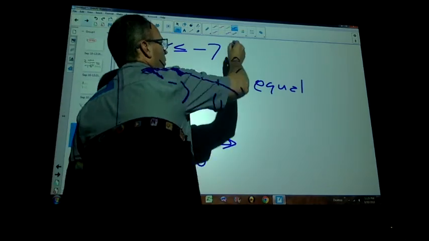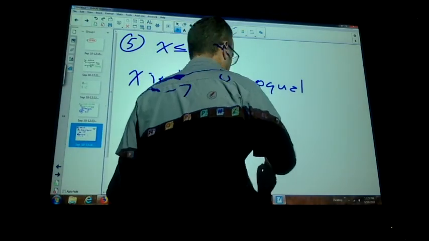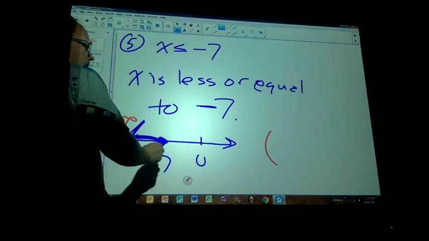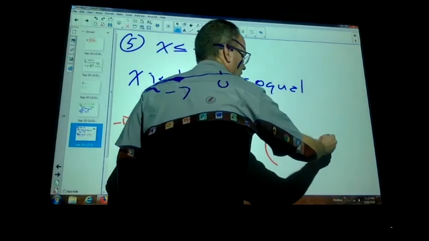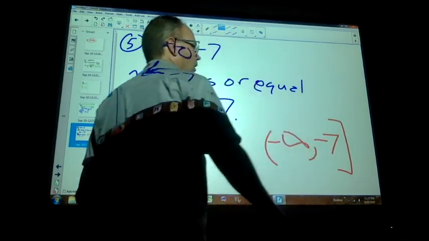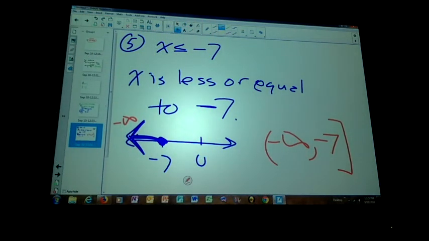And then if you wanted to write it in interval notation, which you didn't ask, but negative infinity, we read it left to right, so we go from negative infinity to -7, and a square bracket there. It's not a square bracket on infinity because you can't get there to approach it. Any other questions on the work?